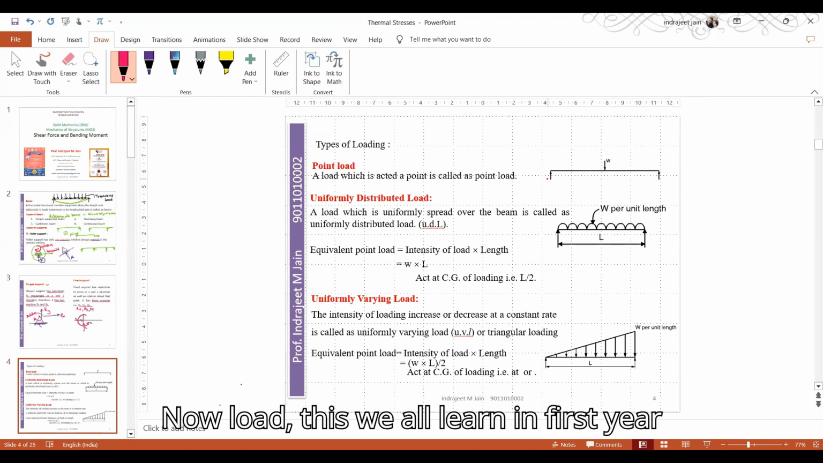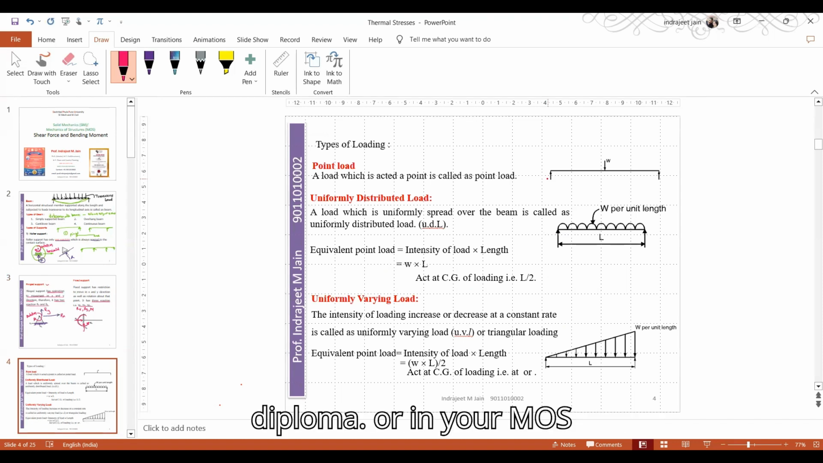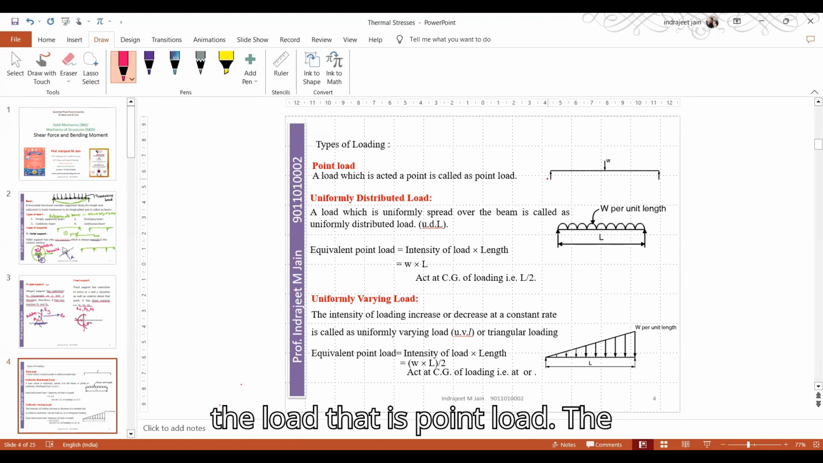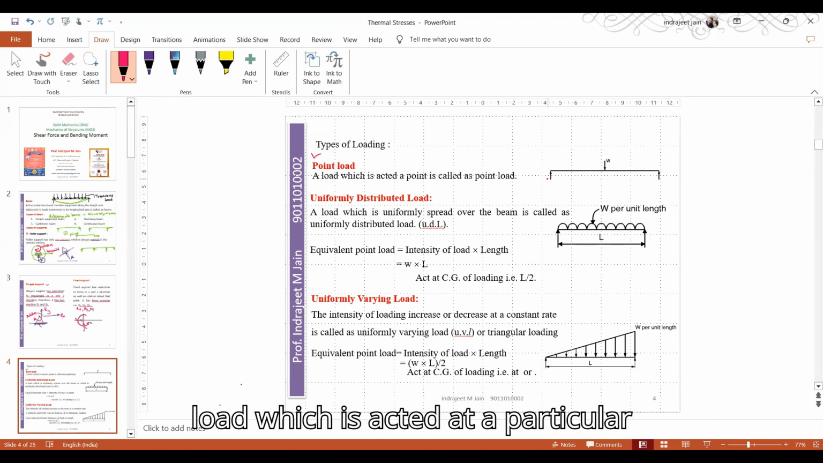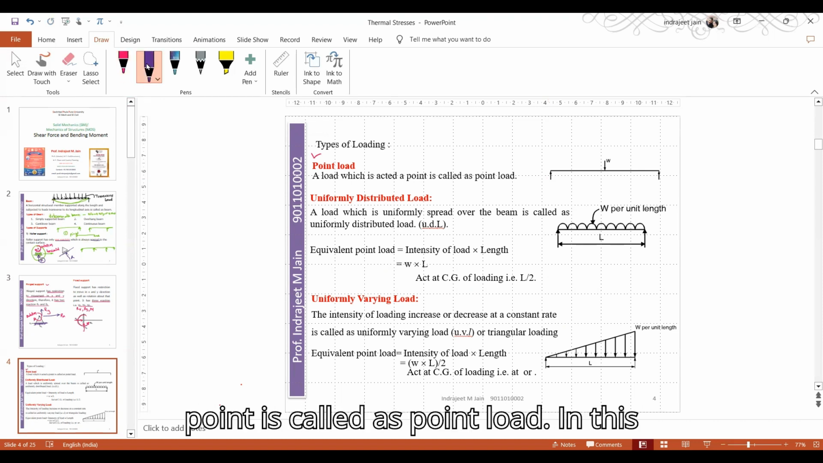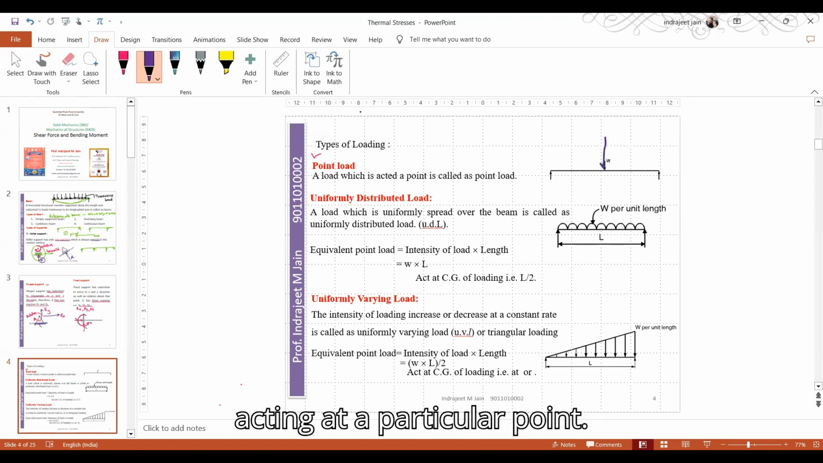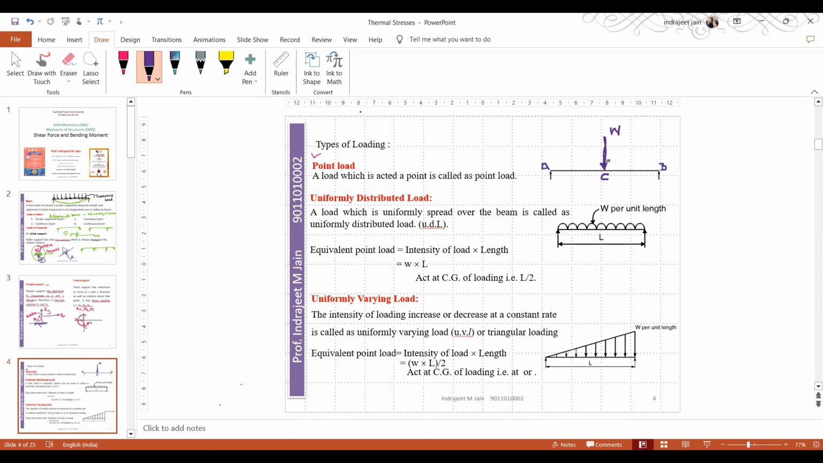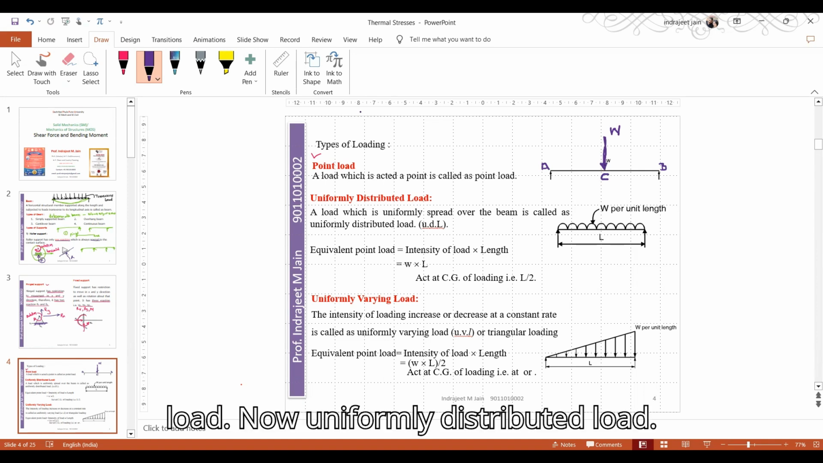Now load. This we all learn in first year diploma or even in MOS and TOS. There are three types of load, the first is point load. The load which acts at a particular point is called a point load. In this figure, you can see that this load is acting at a particular point. So this is your point load W. Suppose this is point A, this is point B, so it will act at a particular point C. So this is called a point load. Clear? Now uniformly distributed load.